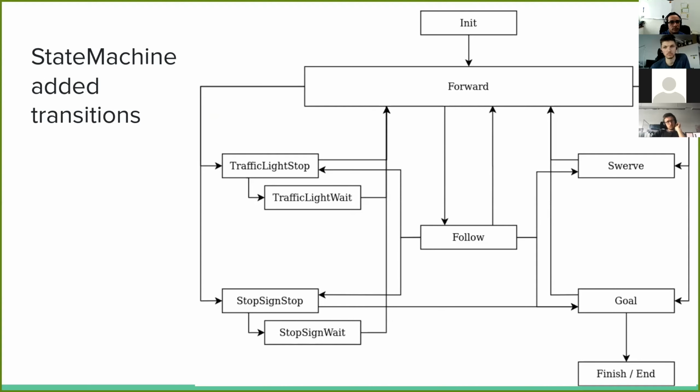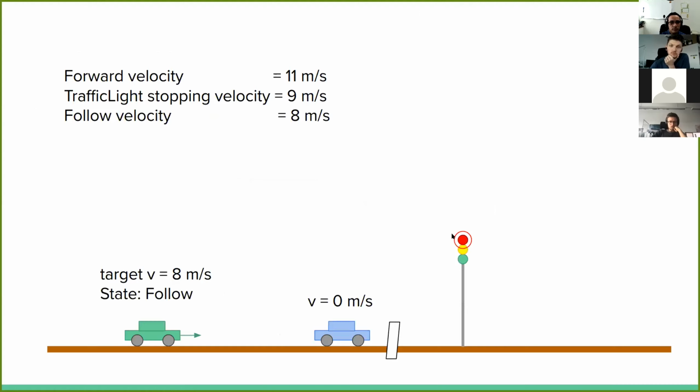So what else? We added some transitions to the state machine. So we added the possibility to go from traffic light stop state to follow and stop sign stop to follow. And why we did that is very simple. We sometimes had these kinds of problems. But now you can also see that, so we approach the stoplight, and it changes before you stop.